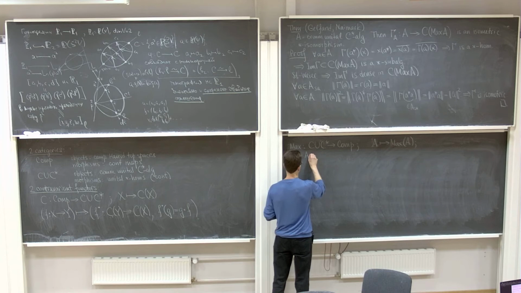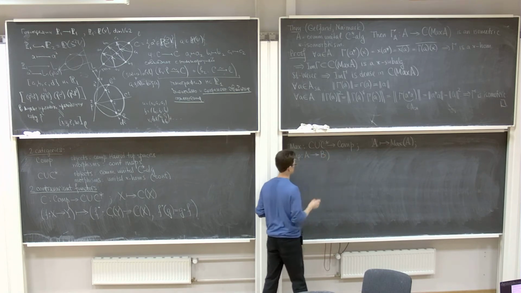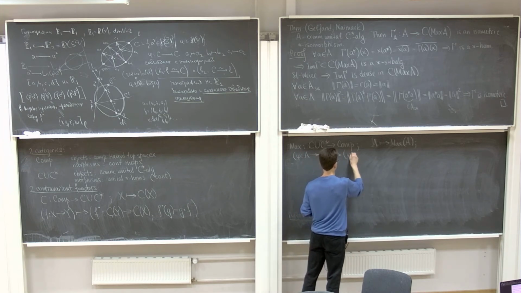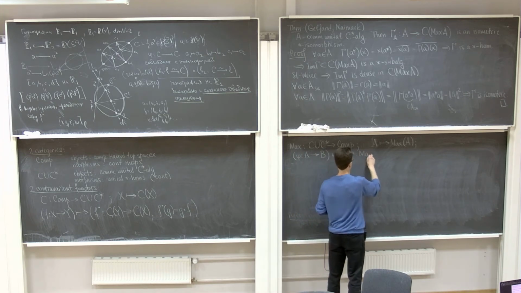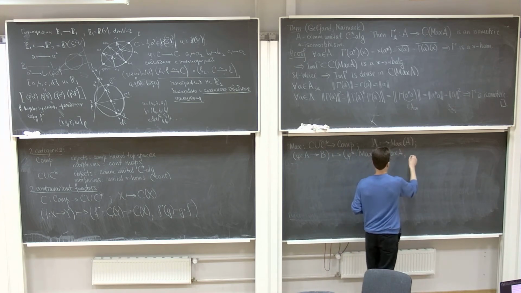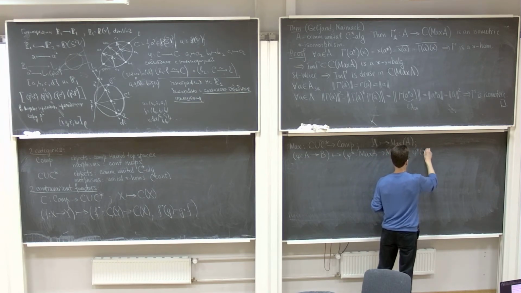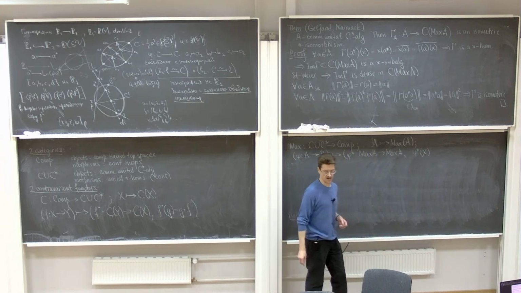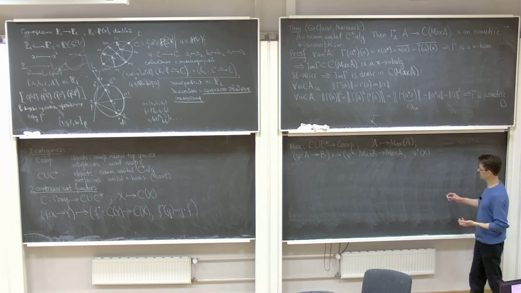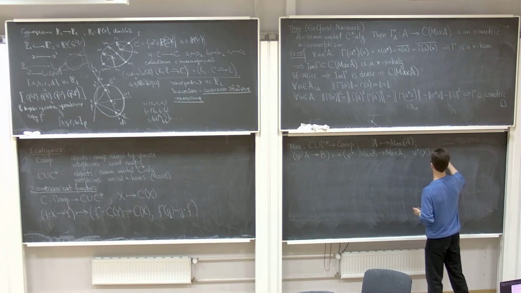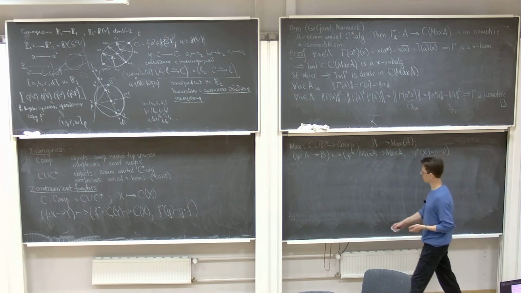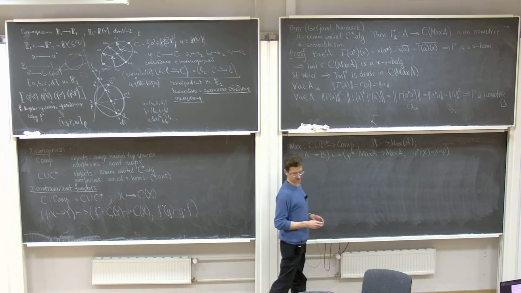If phi is a star homomorphism from A to B, then the respective map, phi star, from the spectrum of B to the spectrum of A acts as follows. We, again, interpret maximal ideals as characters. So if chi is a character of B, we just compose chi and phi, and we get a character of A. Why is it continuous?